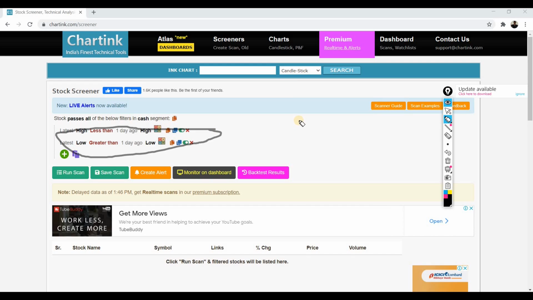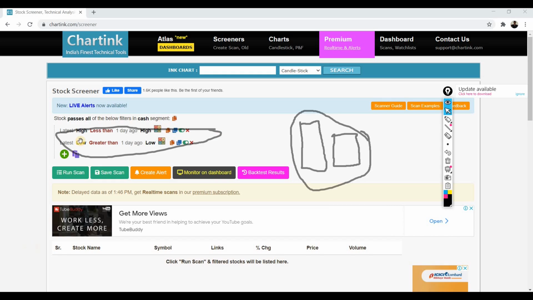So the latest high should be less than 1 day ago. This is a 1 day ago candle. So this is the latest high, that should be less than 1 day ago, and the latest low should be greater than the 1 day low, which means like this. So we got an inside candle, which is the inside bar, and the preceding bar. So we got these two price patterns from these two filters.